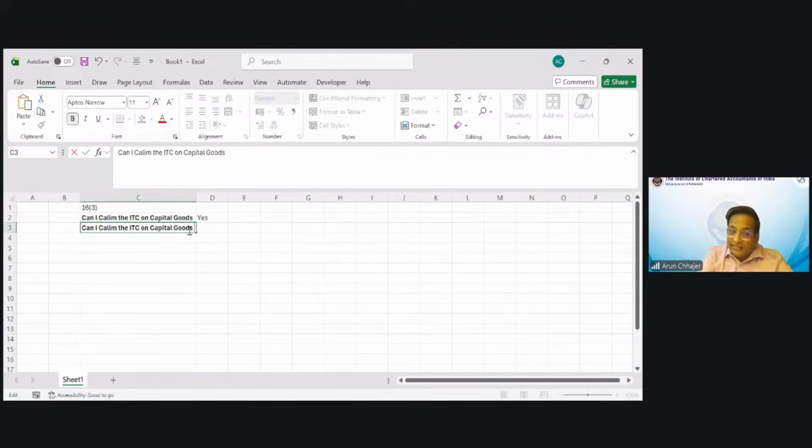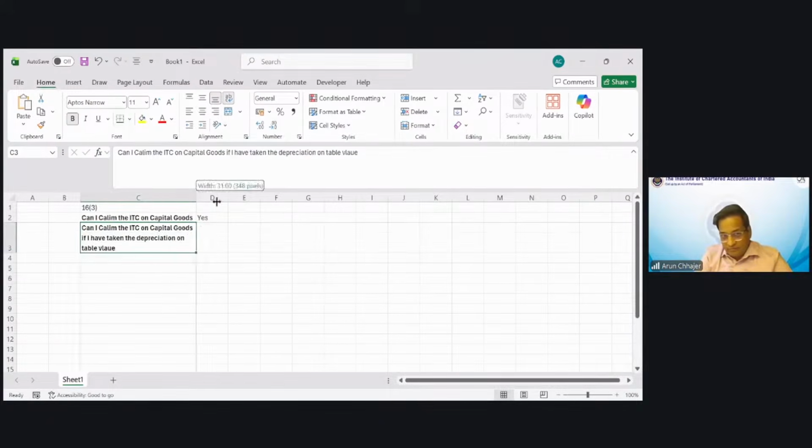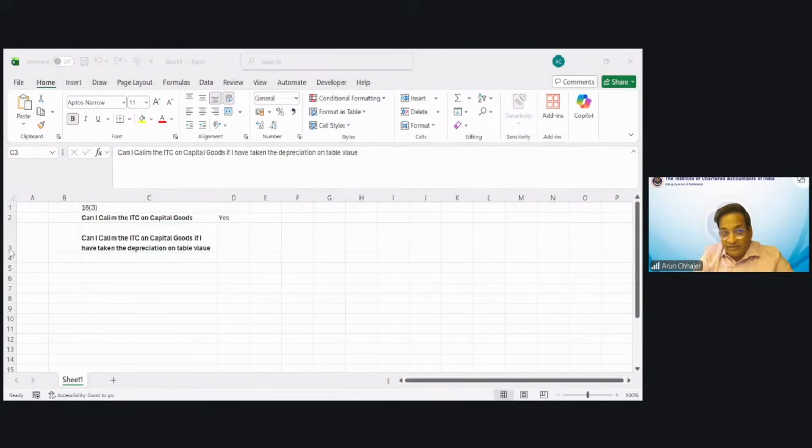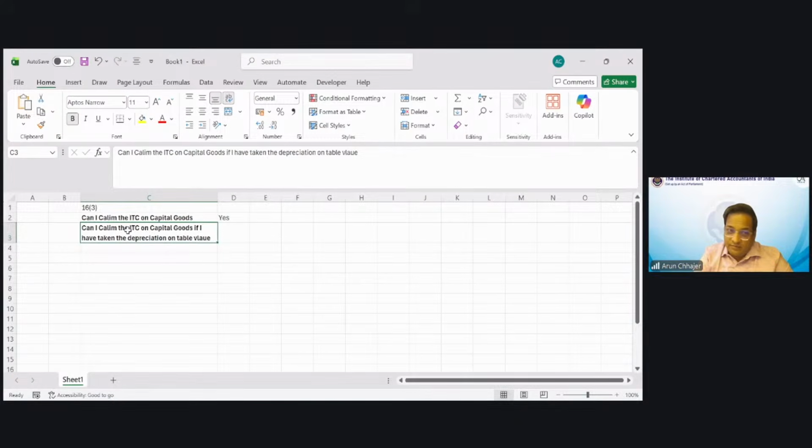Can I claim the ITC on the capital goods if I have taken the depreciation on taxable value? The doubt is that it means depreciation or ITC. You will not be given both at the same time. Depreciation and ITC, you will not get both at the same time.